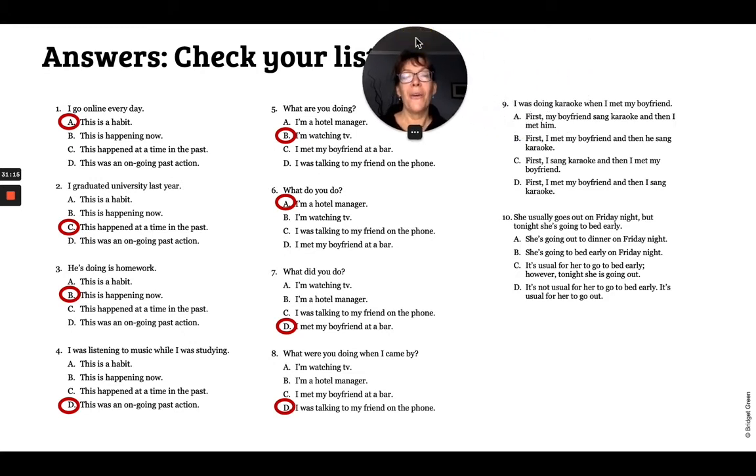I was doing karaoke when I met my boyfriend. Which happened first? First I sang karaoke, then I met my boyfriend. So I was doing karaoke, and then I met my boyfriend. She usually goes out on Friday night, but tonight she's going to bed early. It's not usual for her to go to bed early. It's usual for her to go out.